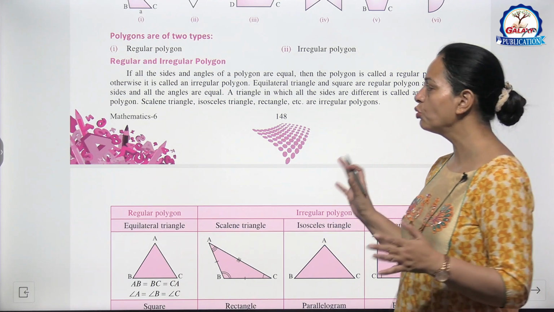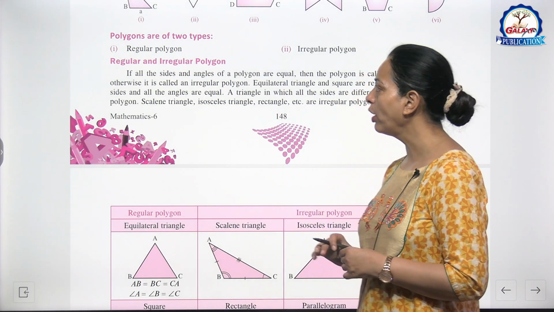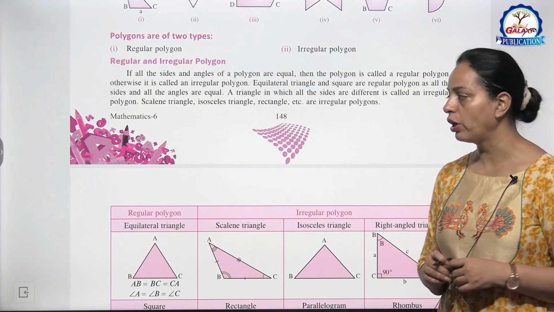Now polygons are of two types. The one is regular polygon, the other is irregular polygon.